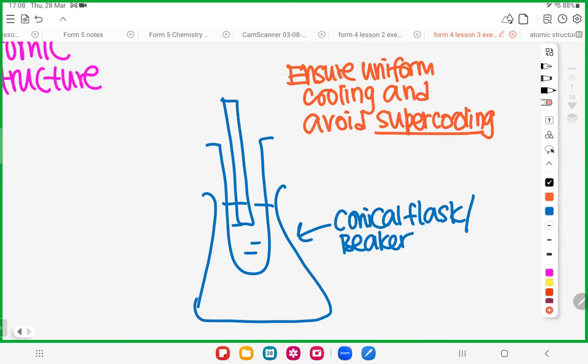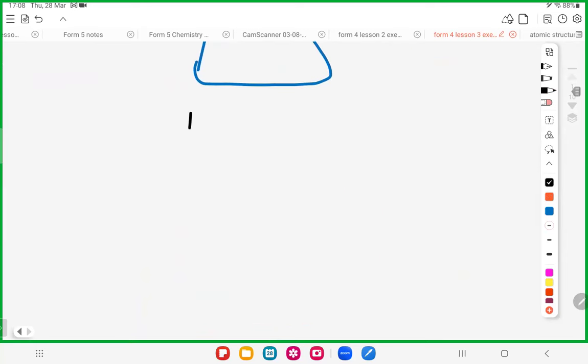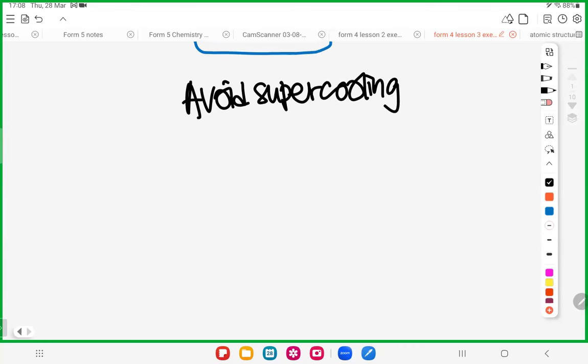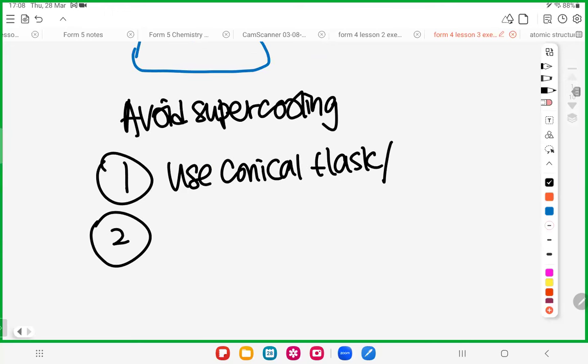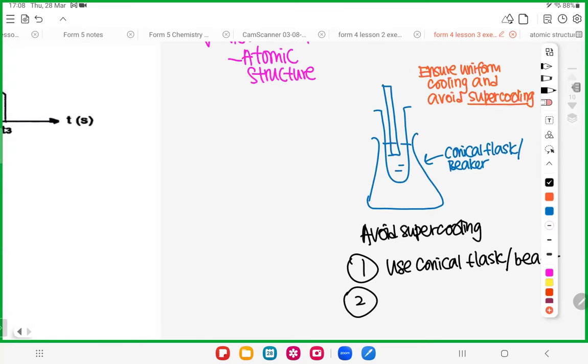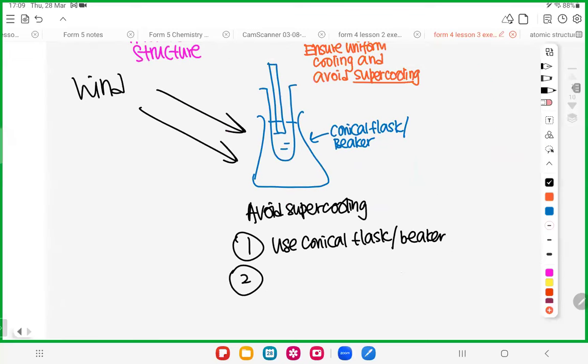Now I told you in the last lesson, which one is more important? If you want to avoid super cooling and they only ask you to choose one best answer. We know using the conical flask and beaker can help us avoid super cooling. Why? Conical flask and beaker can block the wind. When you block the wind, you can minimize or reduce the super cooling process. Another one is that you need to take the thermometer to stir the liquid.